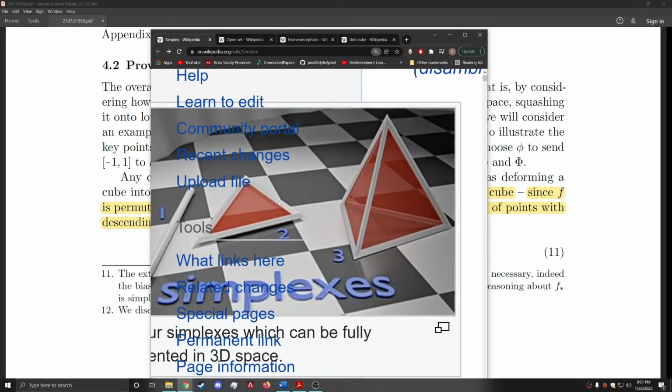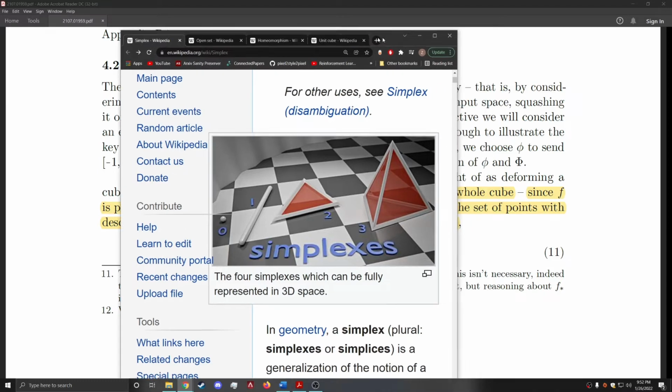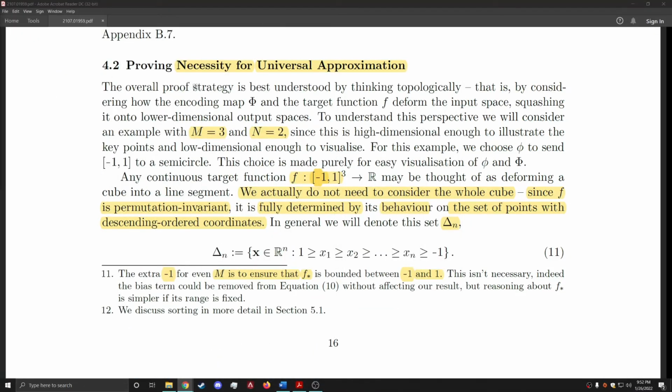Here is a really good... Oh, that's horrible. That's also horrible. That's better. This is a really good image. We're going to be dealing with this tetrahedron and mapping it to this lower dimensional thing, this triangle right here. But you also have the line, and you also have the point. And that's just great. We love that.